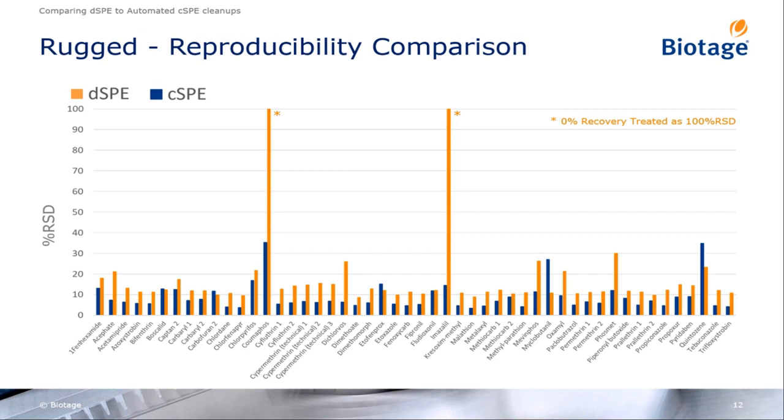And as you'll note, anything that was not recovered was plotted as 100% RSD, since there's no way to plot the RSD if there was no recovery for that analyte. But again, we find it much more useful to bucket the data for a better comparison of how reproducible each cleanup technique was.